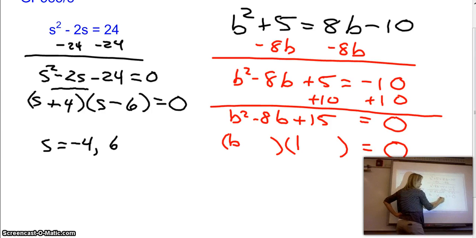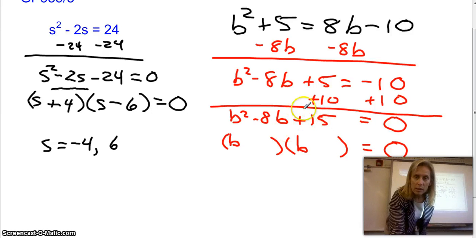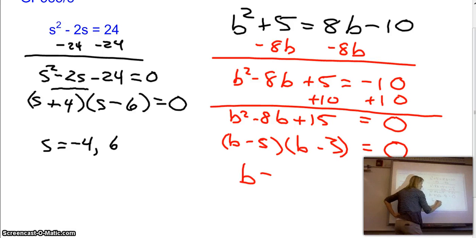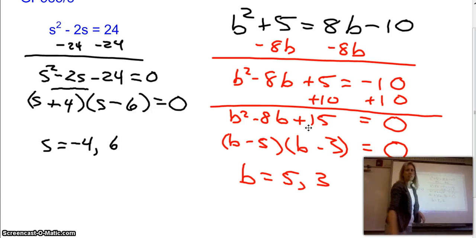And the first terms will be b. Notice that our c term, 15, is positive, but the b is negative. What does that mean for our operations? They're both negative, right? Negative times negative gives you a positive c, 15. And what factors of 15 add up to 8? That would be 5 times 3, right? So now the solutions would be the value that would make each of these binomials 0, right? So 5 minus 5 is 0, and 3 minus 3 is 0.